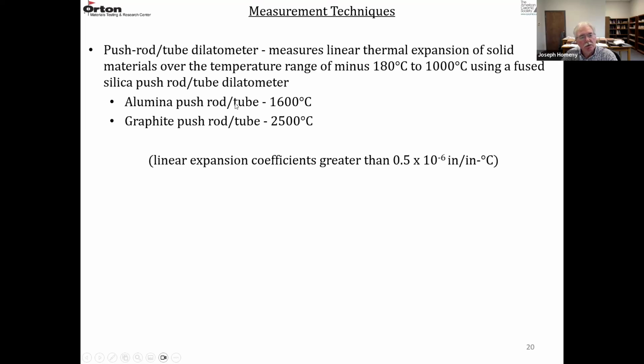So an alumina push rod tube is useful to 1,600 degrees C. And if you have to go to much higher temperatures, you can use a graphite push rod and tube, and that goes to about 2,500 degrees C, but you have to use an inert atmosphere. The lower limit in a push rod tube type dilatometer is about 0.5 times 10 to the minus 6 per degree C, which is the expansion of fused silica.